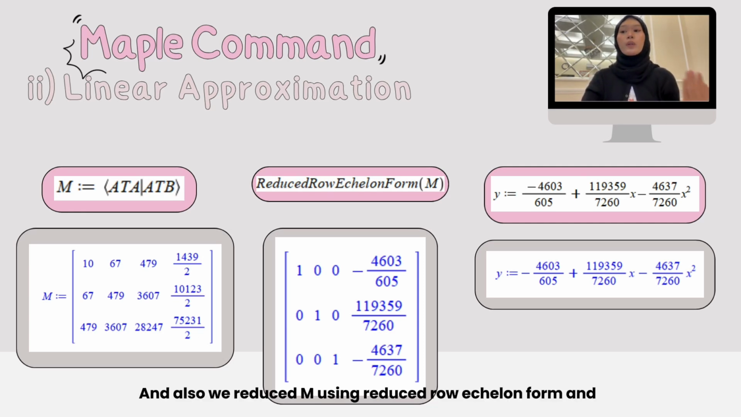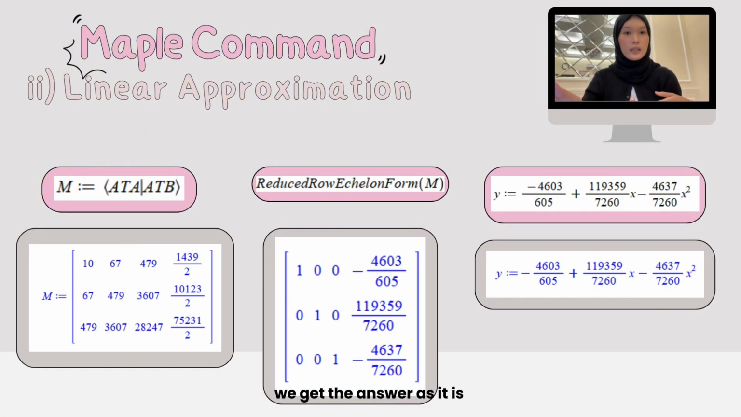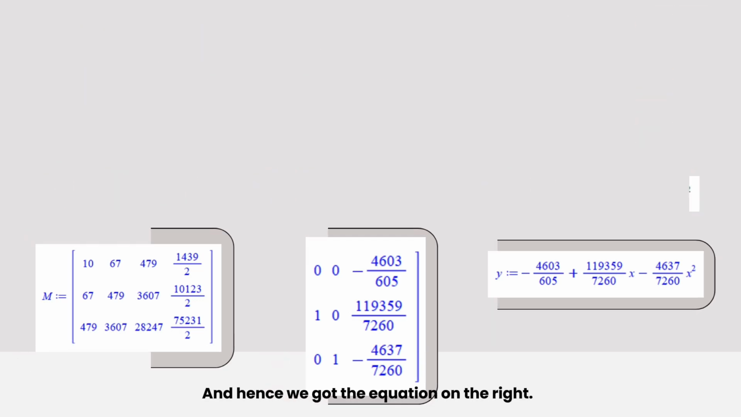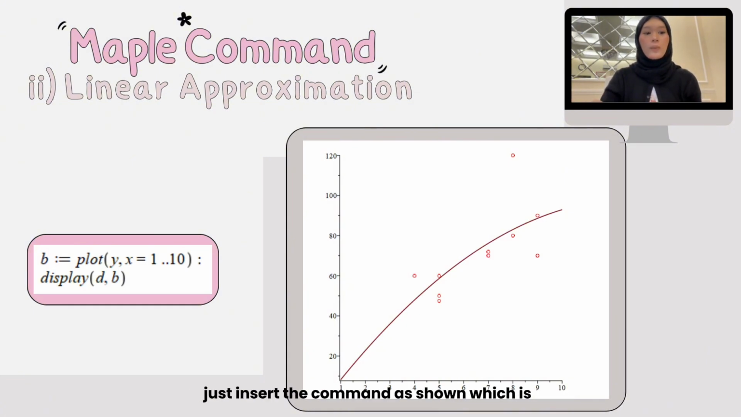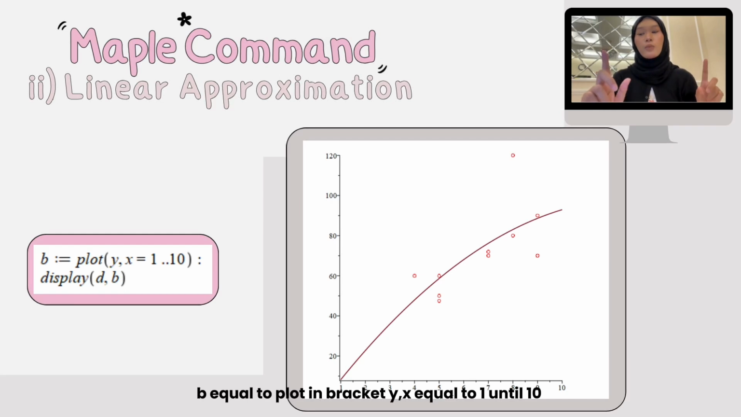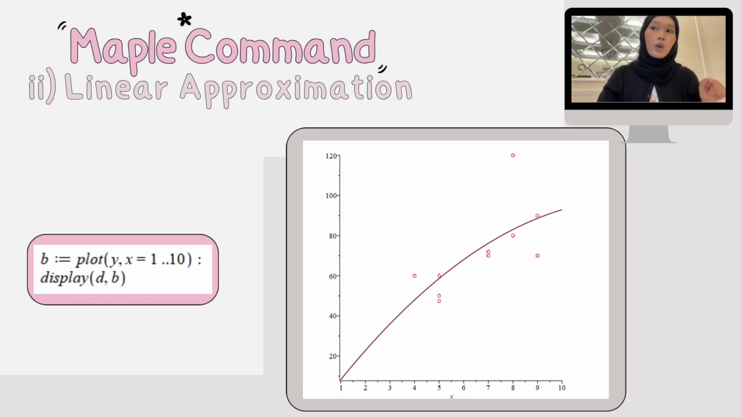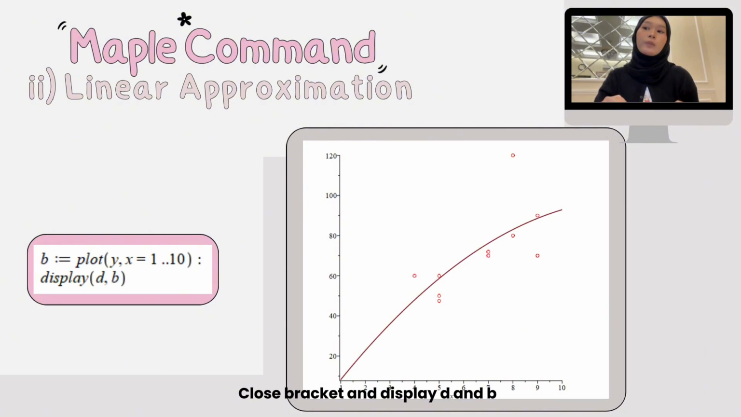Next, we find M, which is the combination of ATA and also ATB, and we get the answer as below. And also we reduce M using reduced row echelon form, and hence we get the equation on the right. And now we can get the fully plotted graph over here. Just insert the command as shown, which is b equal to plot in bracket y, x equal to 1 until 10, close bracket, and display d and b.